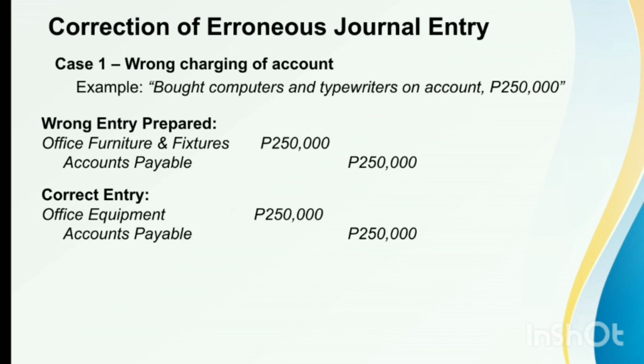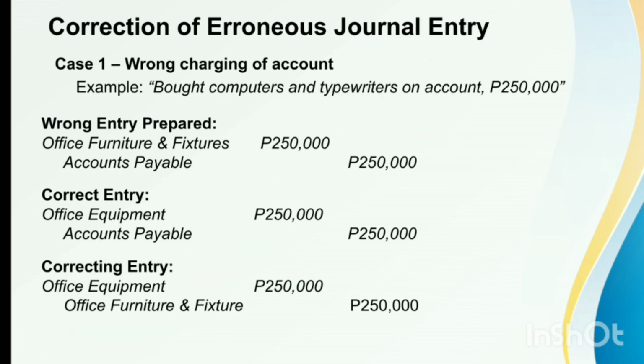Supposedly, this transaction should be recorded by debiting office equipment, 250,000, and then by crediting accounts payable of 250,000. So there is a need to prepare a correcting entry in order to correct the previously prepared wrong entry. So in order to make a correcting entry, we need to debit the office equipment of 250,000. And then we're going to take back our debit entry of office furniture and fixtures, which is 250,000, by crediting it. So our correcting entry will be office equipment, 250,000, and then credit office furniture and fixtures, 250,000.